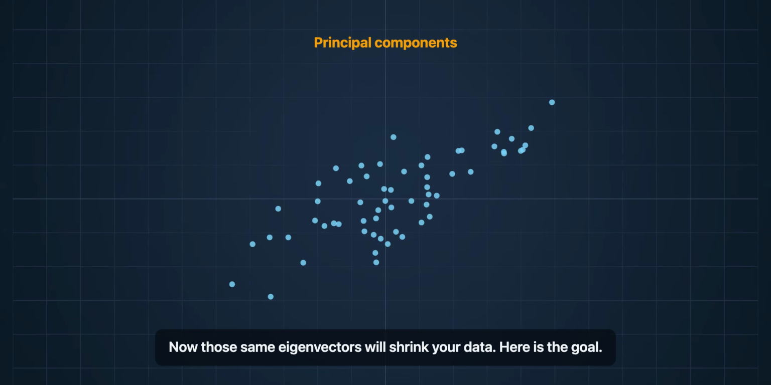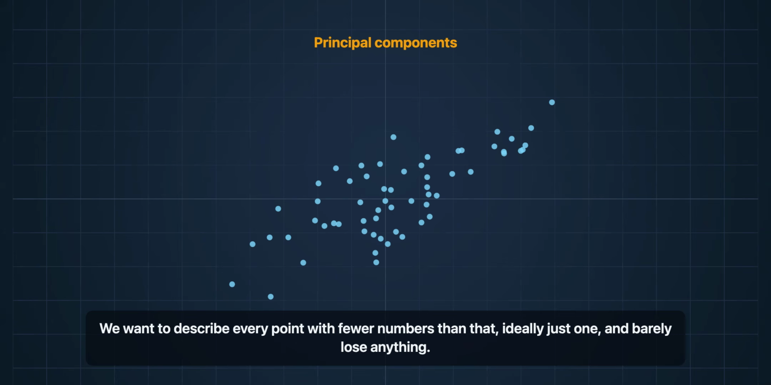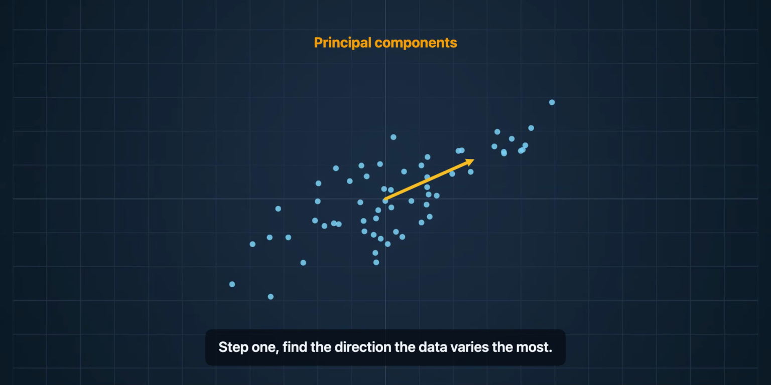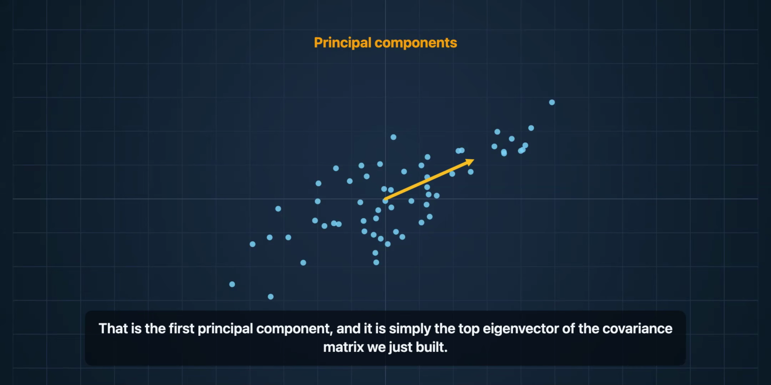Now those same eigenvectors will shrink your data. Here's the goal. Right now each point costs two numbers, its x and its y. We want to describe every point with fewer numbers than that, ideally just one, and barely lose anything. That is all PCA is. Step 1, find the direction the data varies the most. That is the first principal component, and it is simply the top eigenvector of the covariance matrix we just built.